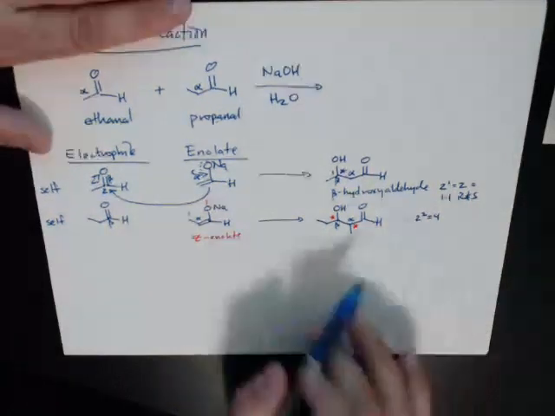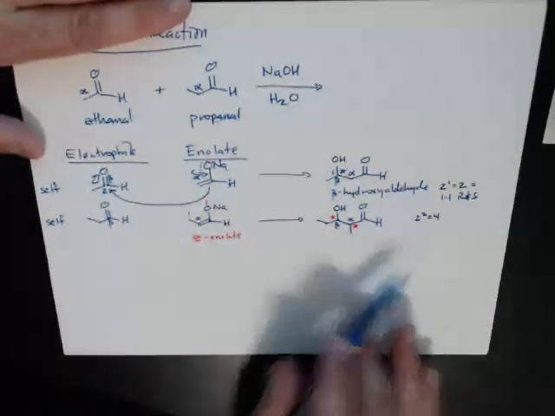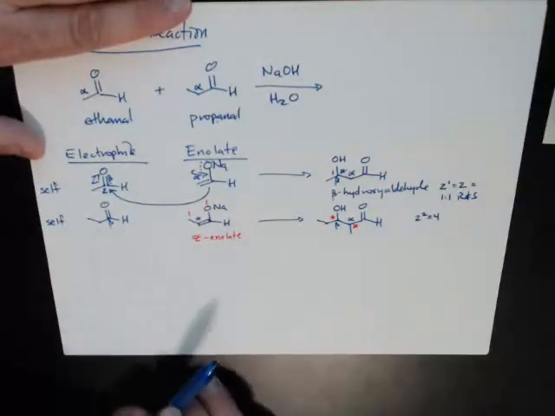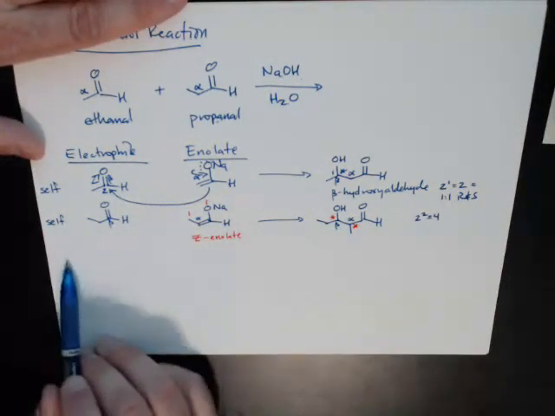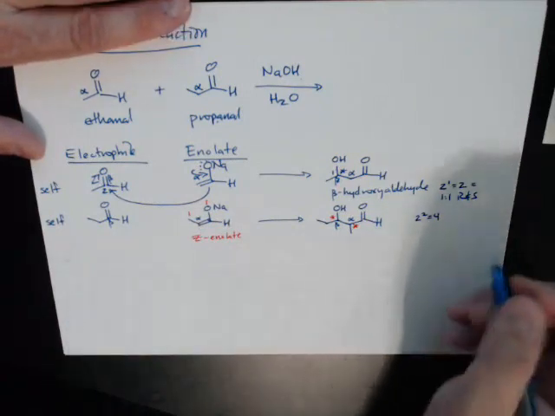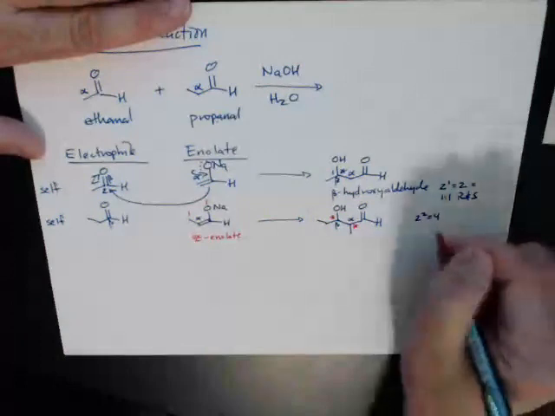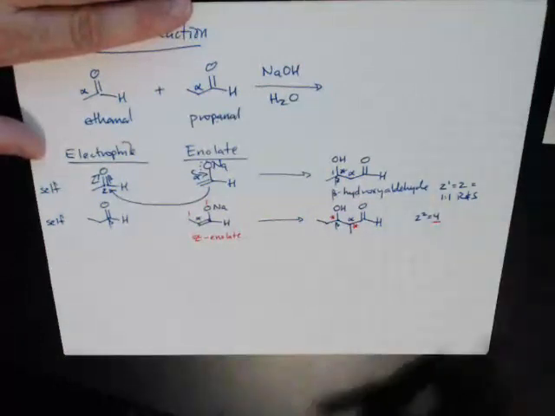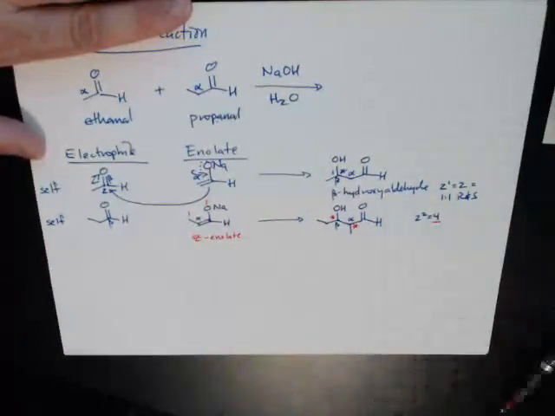We'll go through the analysis of those on a separate sheet, but now let's just go through the 2 crossed variants that can happen. So let's keep this in mind. We'll revisit what those 4 stereoisomers are.